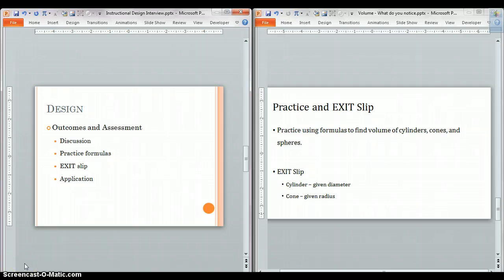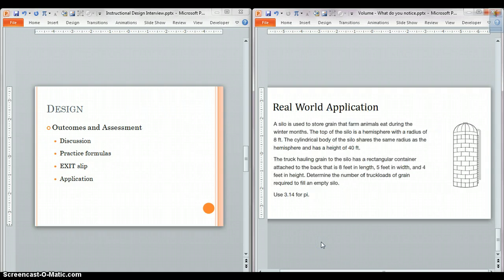At the end of the lesson, the students should be able to complete an exit slip based on the volume of cylinders, cones, and spheres. I'm going to focus on cylinders and cones more, but on one of them, I'm going to give them the diameter and see if they can see that relationship that I need to divide the diameter by 2 in order to work with the radius, and then solve them, making sure that they have the correct units, rounding, etc. as well.